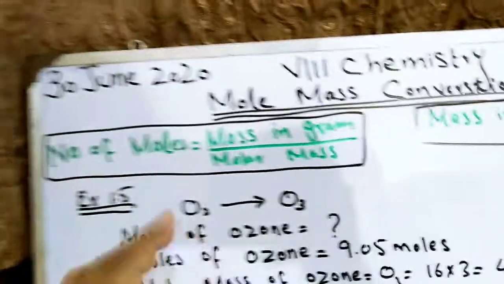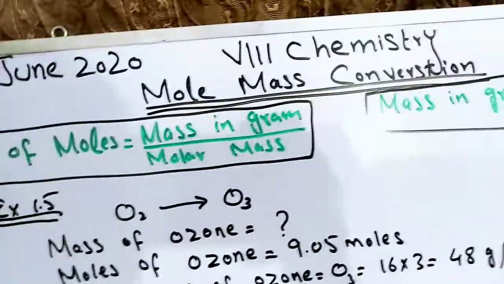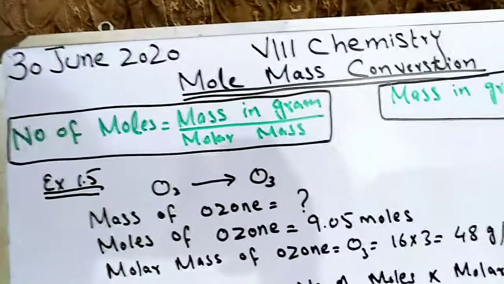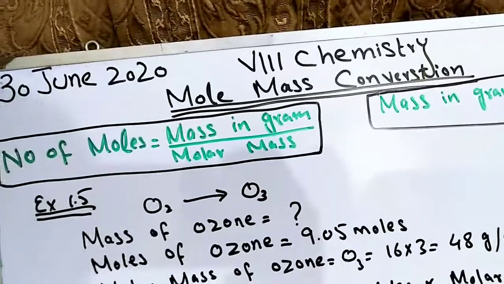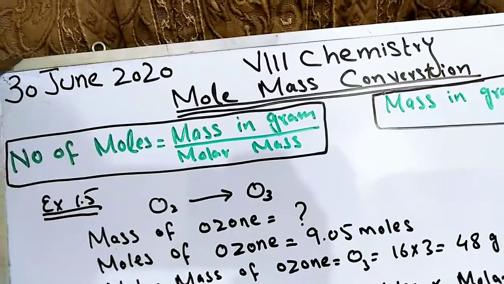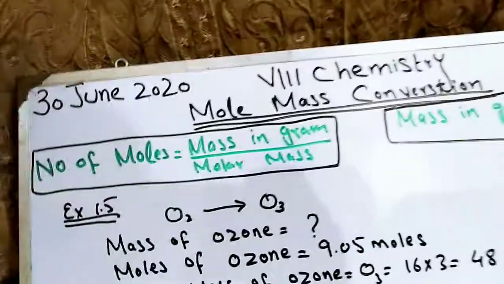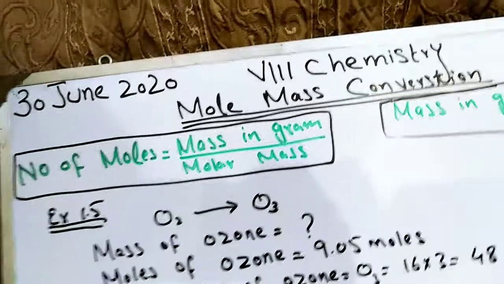Now we will do example 1.5 by using these formulas. Example 1.5 is: calculate the mass. Oxygen is converted to ozone. The chemical formula of oxygen is O2 and the chemical formula of ozone is O3. Oxygen is converted to ozone during thunderstorms, calculate the mass of ozone. So the mass of ozone we will find out.